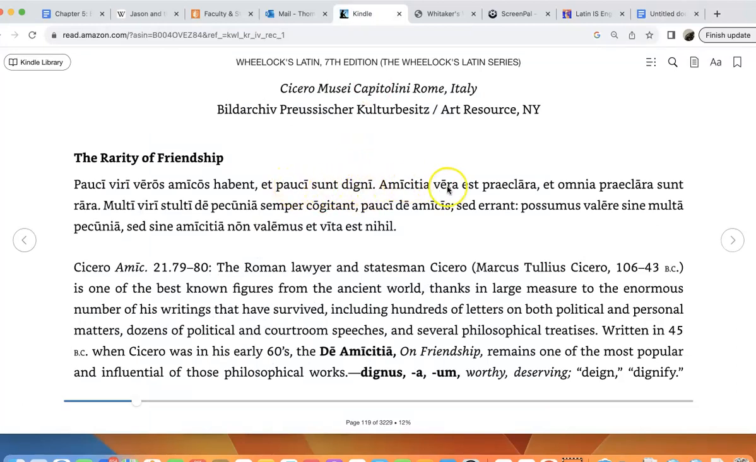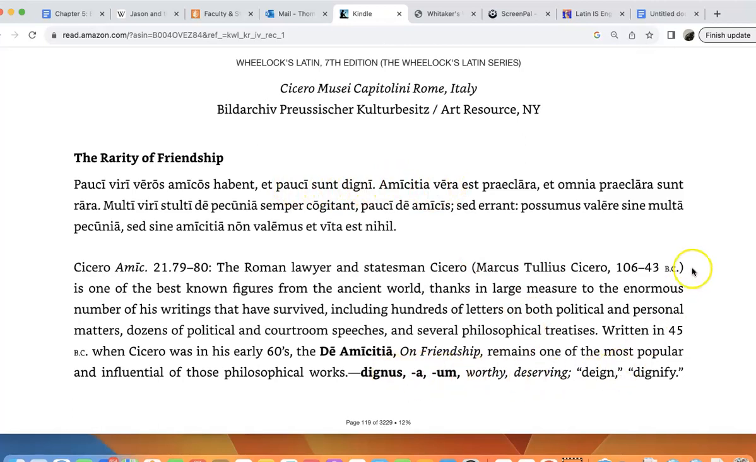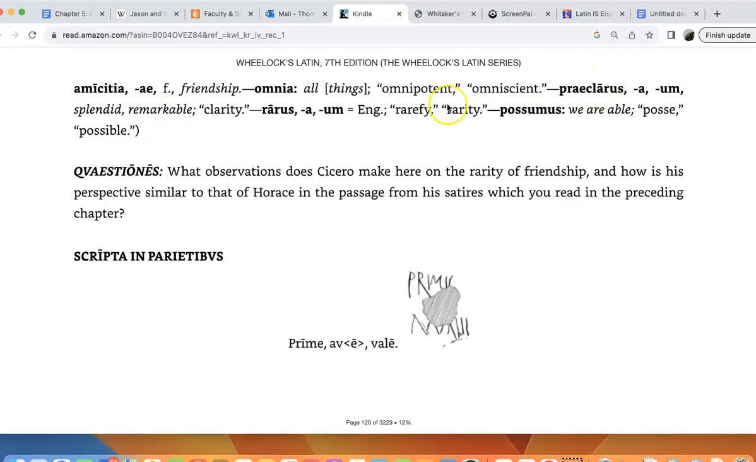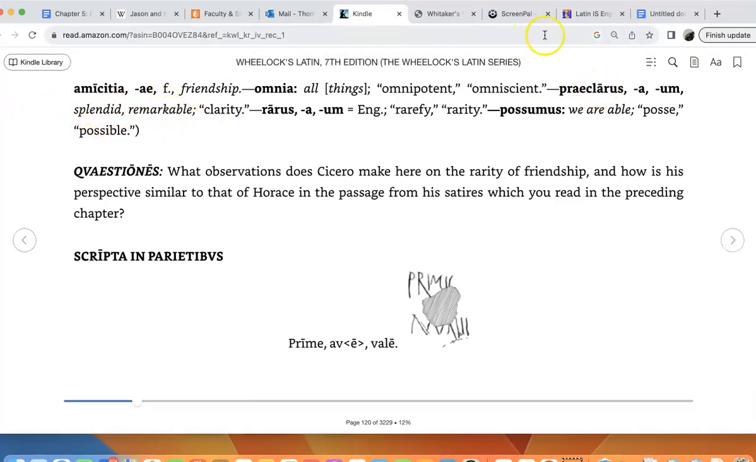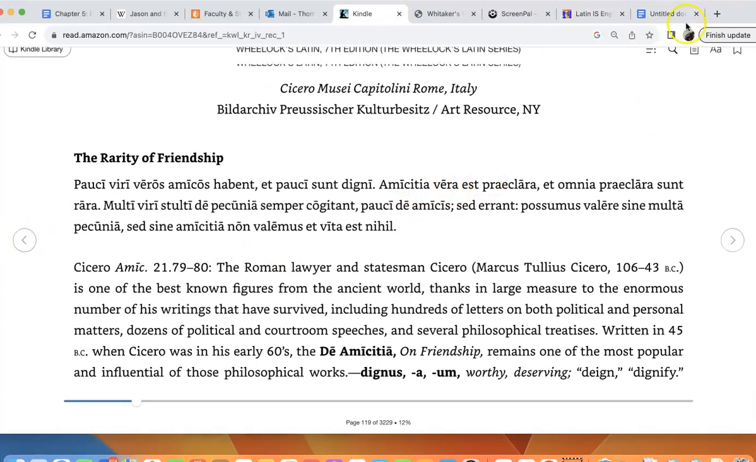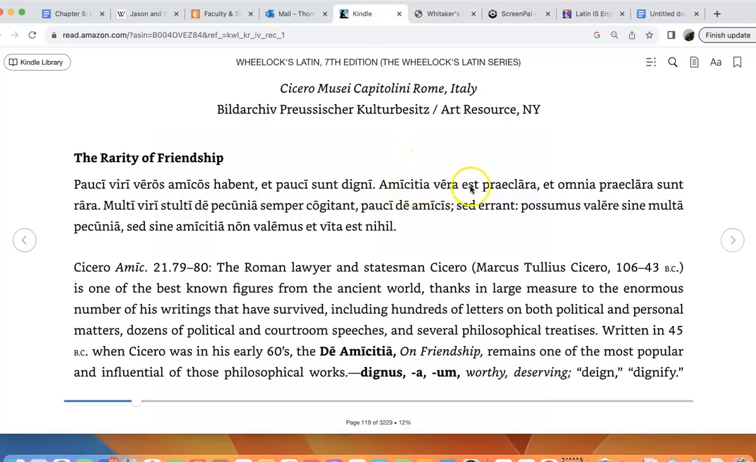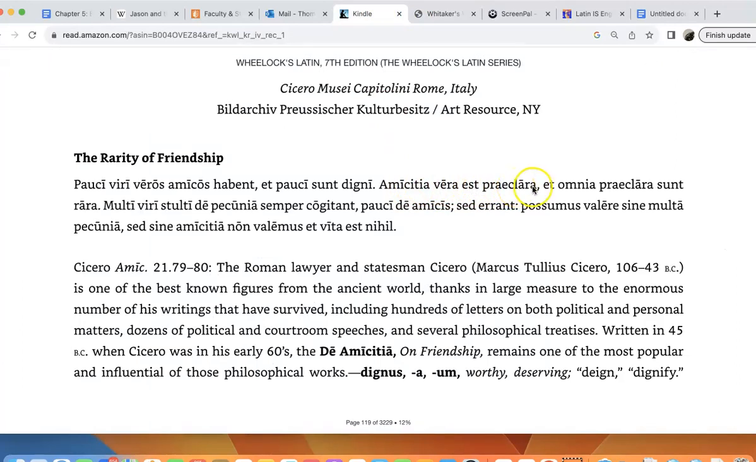And few are worthy. Why? Because friendship is, now they do have some vocab down here. In fact, let's go with splendid for praeclaros. Remember, claros is where we get the word clear, but we're going to go splendid or remarkable. So then we go back to the reading here. True friendship is remarkable. So true friendship, vera amicitia, is S, and then remarkable. Again, we have our adjective ending in A because the noun it's modifying ends in A, amicitia.